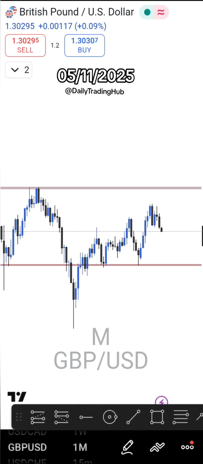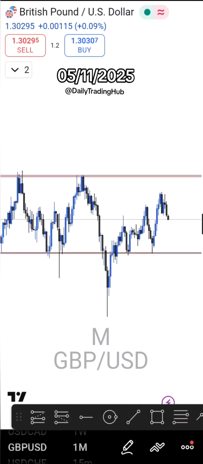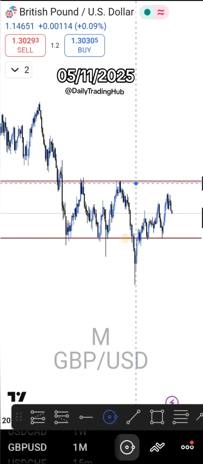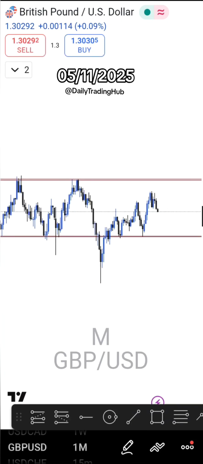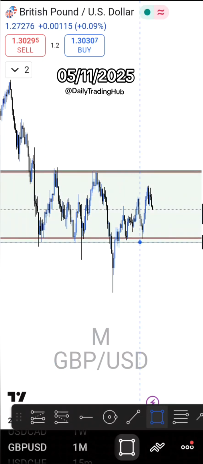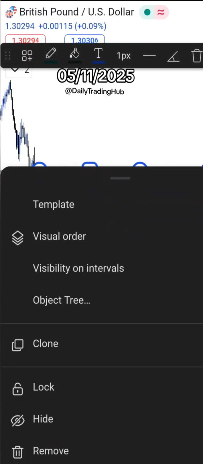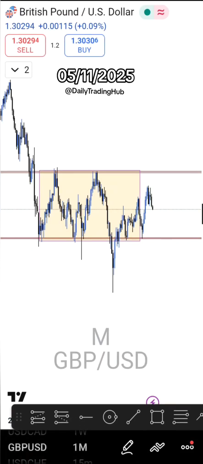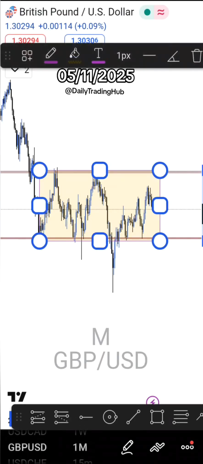So on a monthly time frame, we can kindly see that there is a monthly lower zone and then there's a monthly upper zone. Price has been reacting every time price gets there. So why am I looking for a sell on GBPUSD? You can kindly see price is in this monthly range. Let me just even bring it down. So price is in this monthly range on GBPUSD.